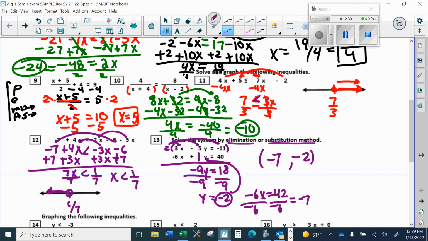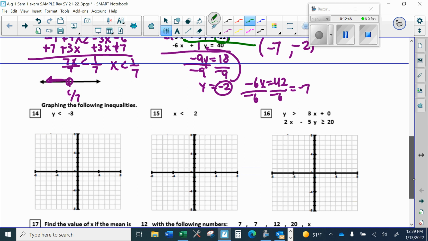I could check that by plugging it into the first one to check. Okay, negative 7 times positive 3 is negative 21. Negative 5 times negative 2 is plus 10, and that equals negative 11. And that's exactly what it says right there. So I've guaranteed that it's right.